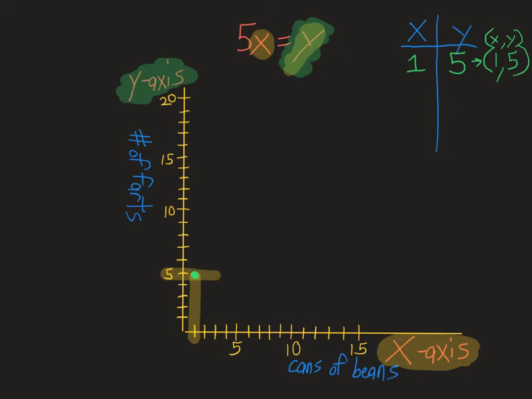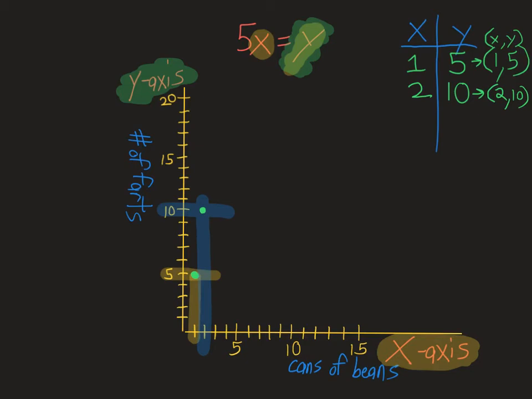Let's see what happens if the fun continues. With 2 cans of beans, I bet you guys see what's happening here. 5 times 2, I'd end up with 10 farts. I could write that as a point, 2 comma 10. And we can graph that, so we'll give that guy a different color. Let's make that guy blue. So again, here's 2 on my number of cans of beans, 10 right here for the number of farts, which means I'm up here. If I had 2 cans of beans, I'm jumping up to 10 farts.